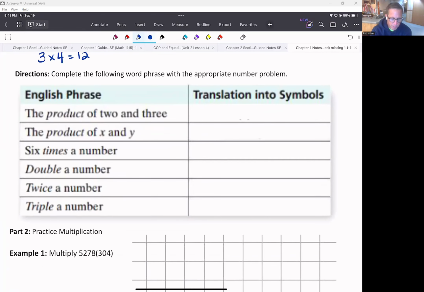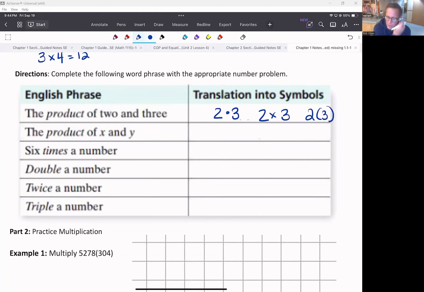But on this first part, what we have is the product of 2 and 3. So what is that as a translation into symbols? That's pretty easy. That's just 2 times 3, right? I used a dot right there. That's called a binary symbol, but it represents multiplication. We can also use an X for multiplication. We can also use parentheses. A lot of different ways you can express multiplication. I'm not going to do all different ways every time, but that's what you can do.